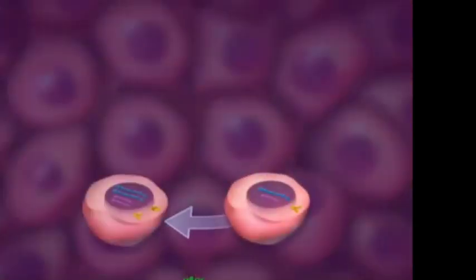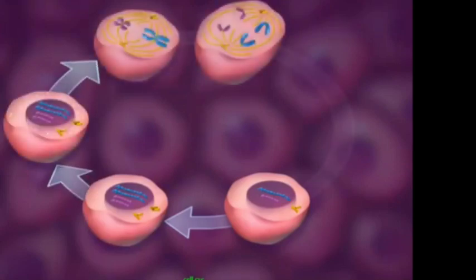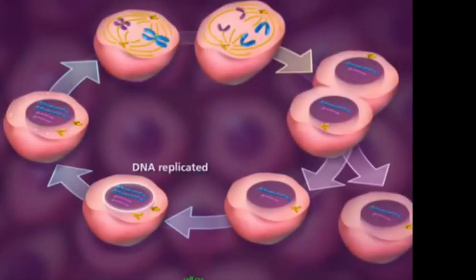Prior to cell division, where the cell divides into two identical cells, the DNA needs to be replicated so that each daughter cell receives an exact copy.